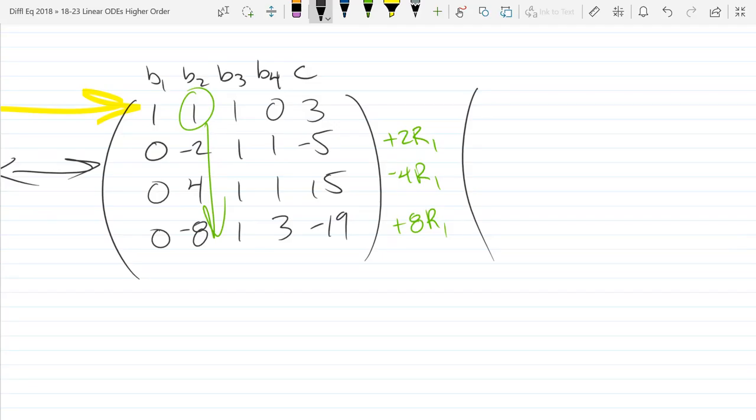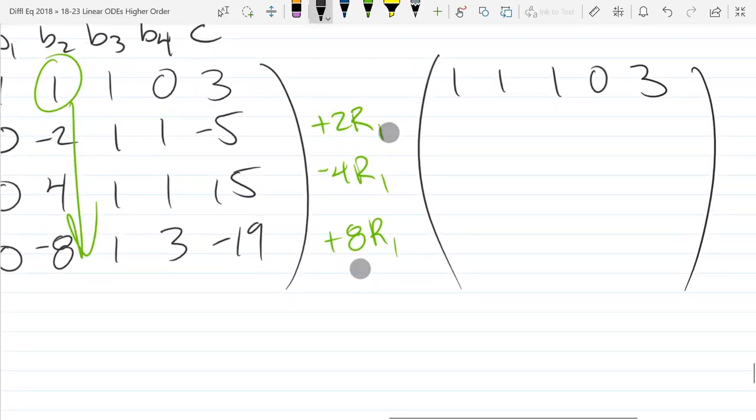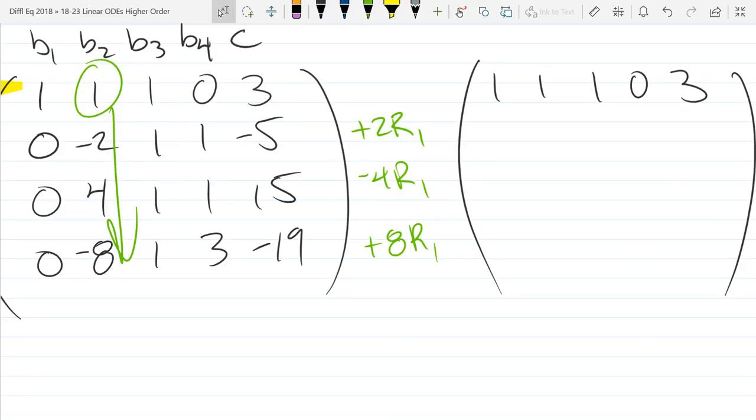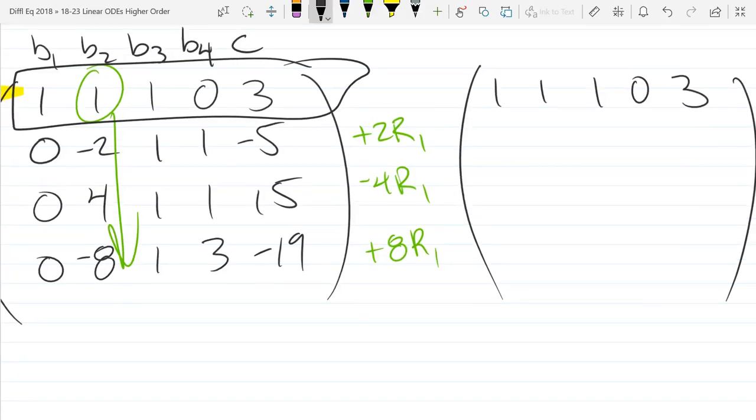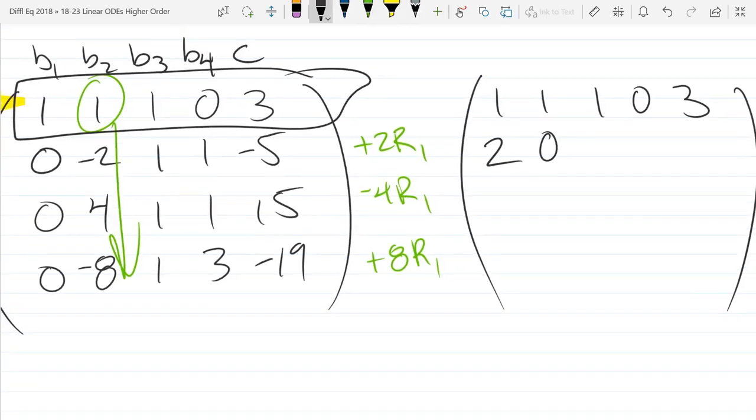First row we're not operating on, so we're just copying it over. Now the second row is where we take 2 times the first row and add it to the second row. I'm looking at the first row on the left side, the one I put a box around. 2 times 1 is 2, plus 0 gives me 2. Now 2 times 1 plus negative 2 is 0. That was the reason I chose 2 times the first row, to zero that out. Uh-oh.